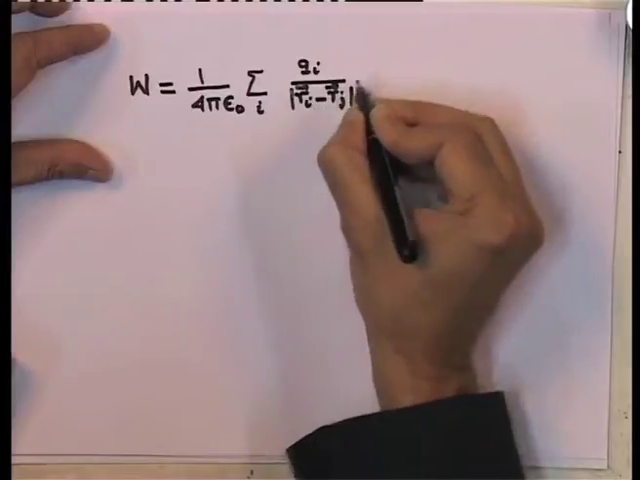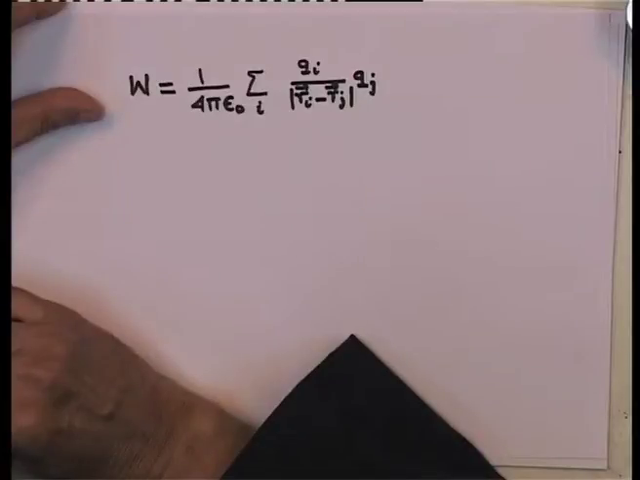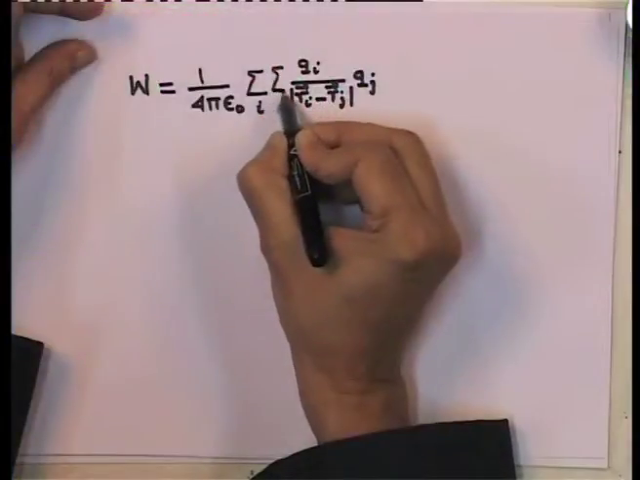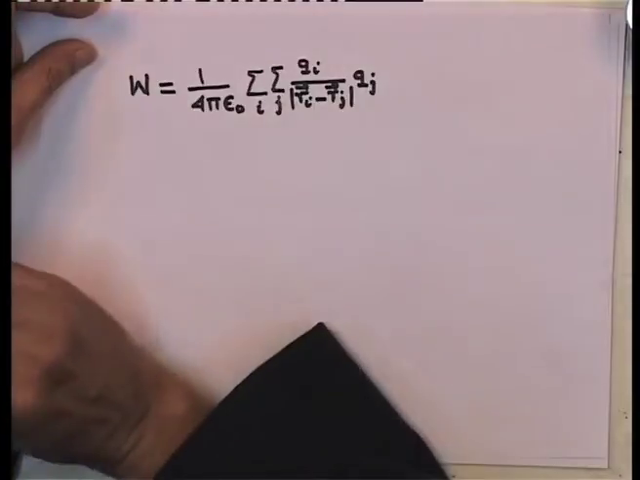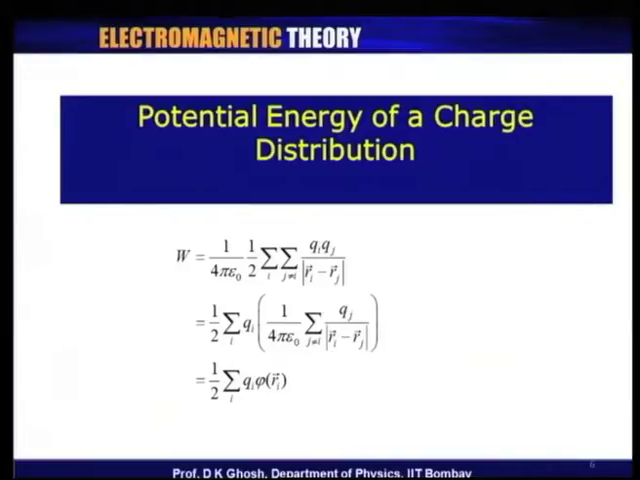times Qj. Now, this is the amount of work that I will be doing if I bring in the jth charge and locate it at the position Rj when a system of charges are in their respective place. Now, it follows that in order to get the total work done, I must sum over j, so that each charge j is in the field of every other charge.